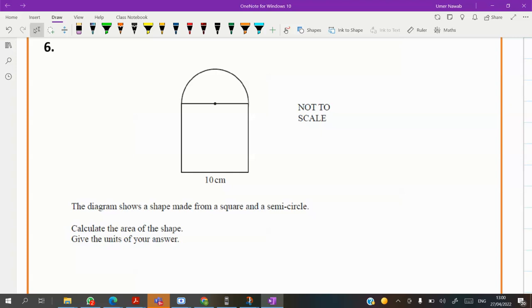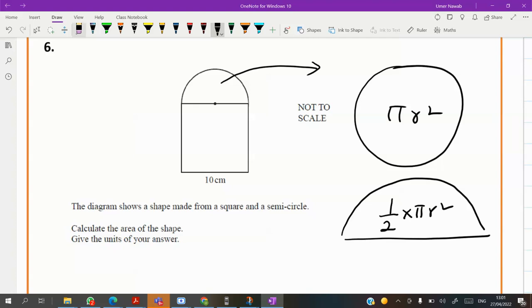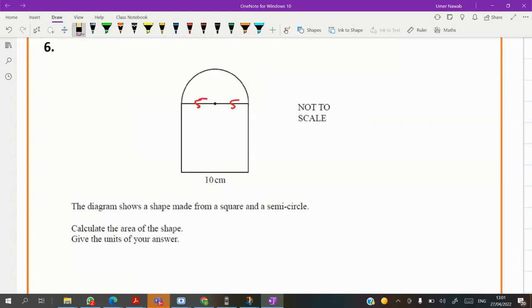Now this is the shape which is made up of a semicircle. So guys, the area of a circle is pi r squared. The semicircle, which is the half of the circle, its area is half times pi r squared, or 0.5 pi r squared. Clear? So what is the radius? So the radius is 5. Now, area of a semicircle, pi times 5 squared divided by 2.